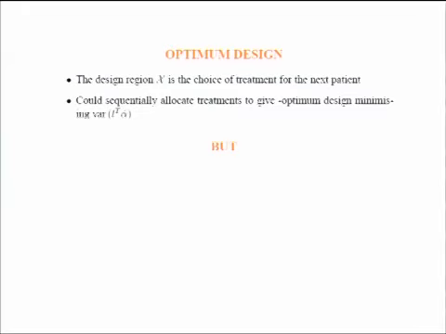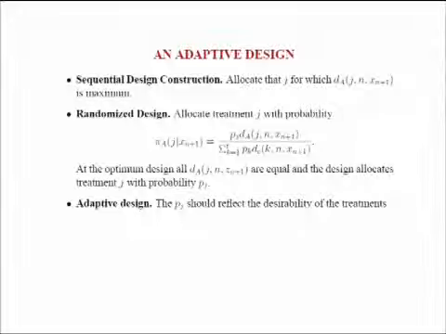So that then is standard ideas on the sequential construction of optimum designs, the design region being the choice of treatment for the next patient, and we could sequentially allocate treatments to give some kind of optimum design measure, minimizing the variance of this linear combination. But that ignores the randomization that I want. So here, for example, is one form of sequential adaptive design using optimum design theory.